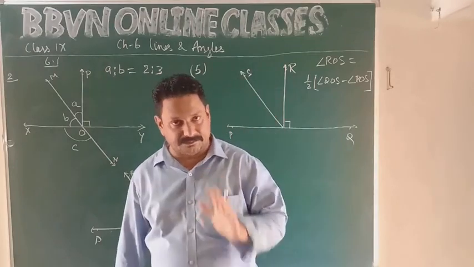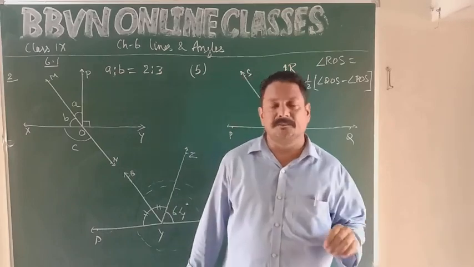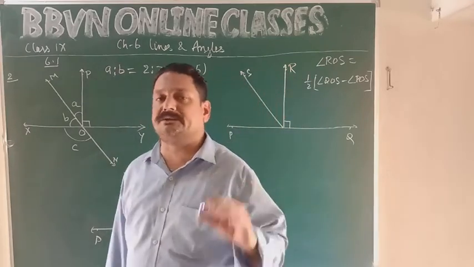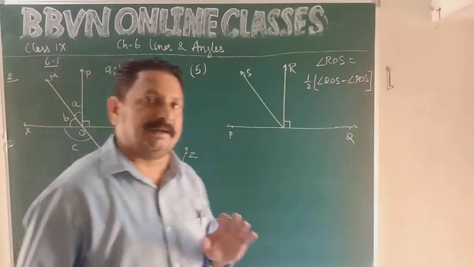So we are in chapter number 6, lines and angles. We have discussed many pairs of angles. Also we have discussed parallel lines, transversals, all those things. Today we will solve questions from NCERT exercises.